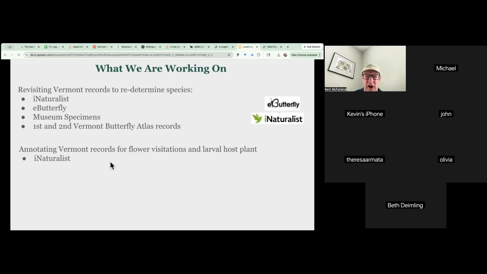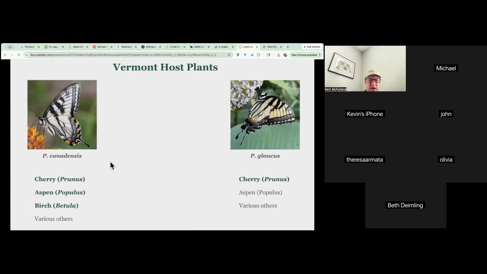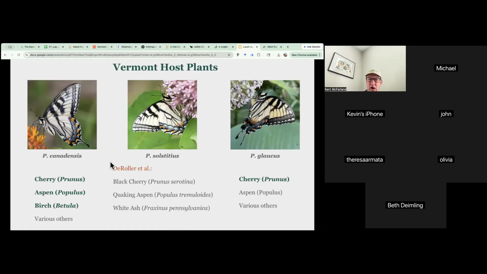What you can do is help annotate Vermont records for flower visitations. And if you find any larva feeding, please put the host plant down, and you can do that in iNaturalist. And we're starting to get into the nitty gritty beyond what the paper did to describe the species, start to understand what's going on with this species and how they're doing in Vermont. And we don't really know even what this thing really feeds on here in Vermont.